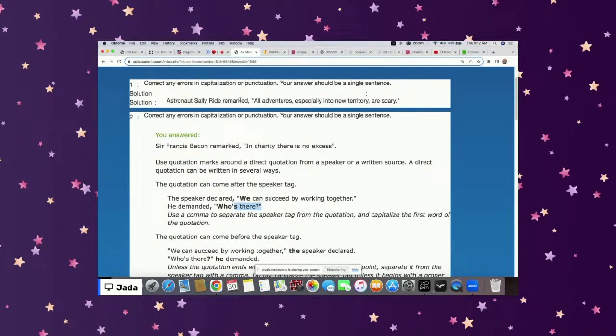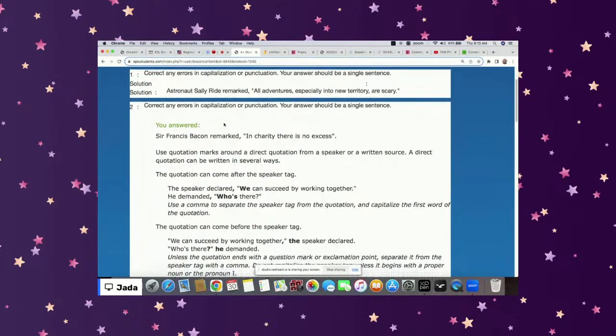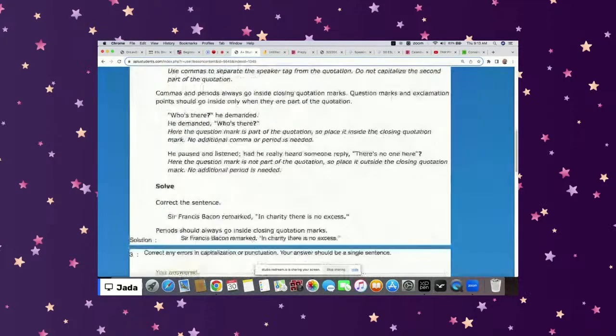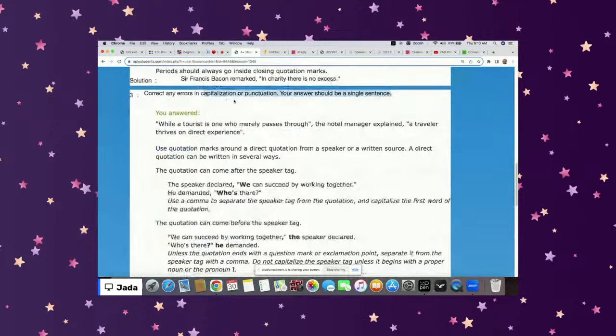Correct any errors in capitalization or punctuation. Your answer should be a single sentence. Okay, so it says, astronaut Sally Ride remarked, all adventures, especially into new territories, are scary. Then we also have here, correct any errors, okay? Sir Francis Bacon remarked, in charity there is no excess.